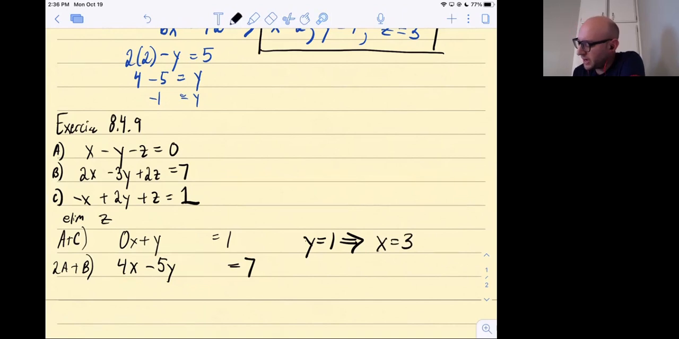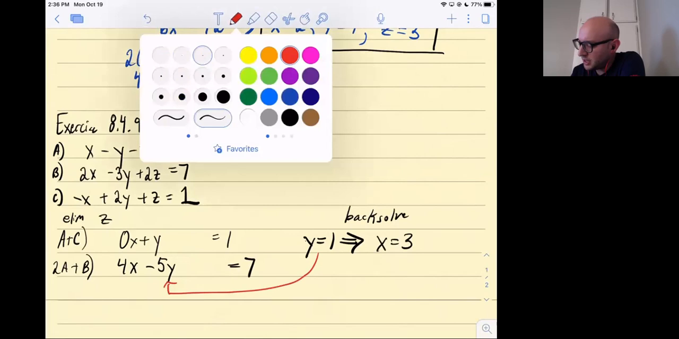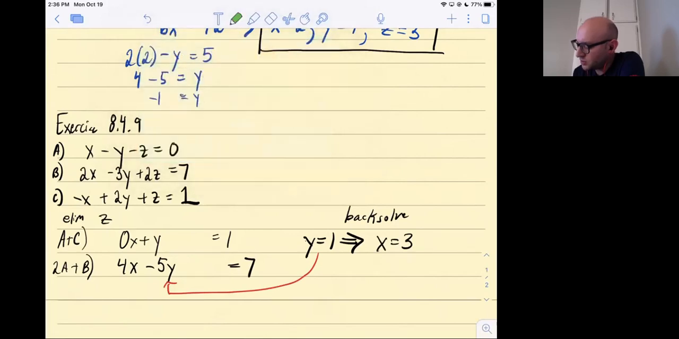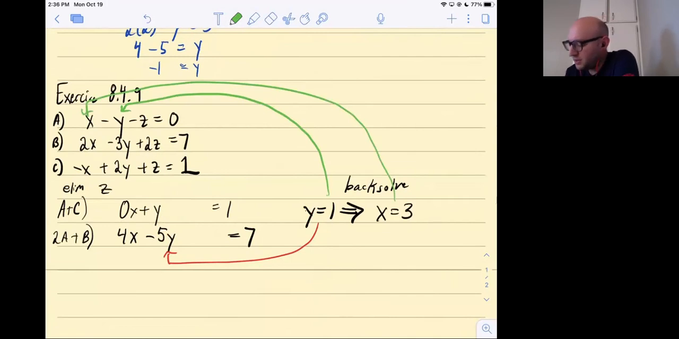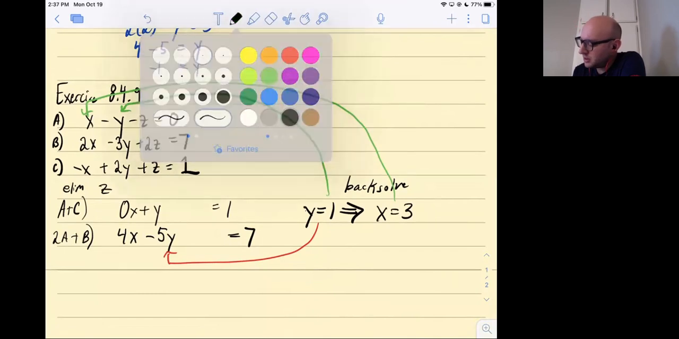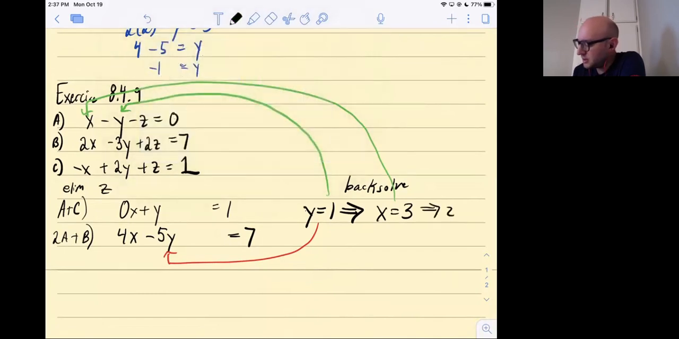This part is called back solving. First I plug in y equals 1 to get x equals 3. Then I plug in x equals 3 and y equals 1 into both this one and that one. And what would that give me? 3 minus 1. Oh, that's nice. That tells me that z is equal to 2.